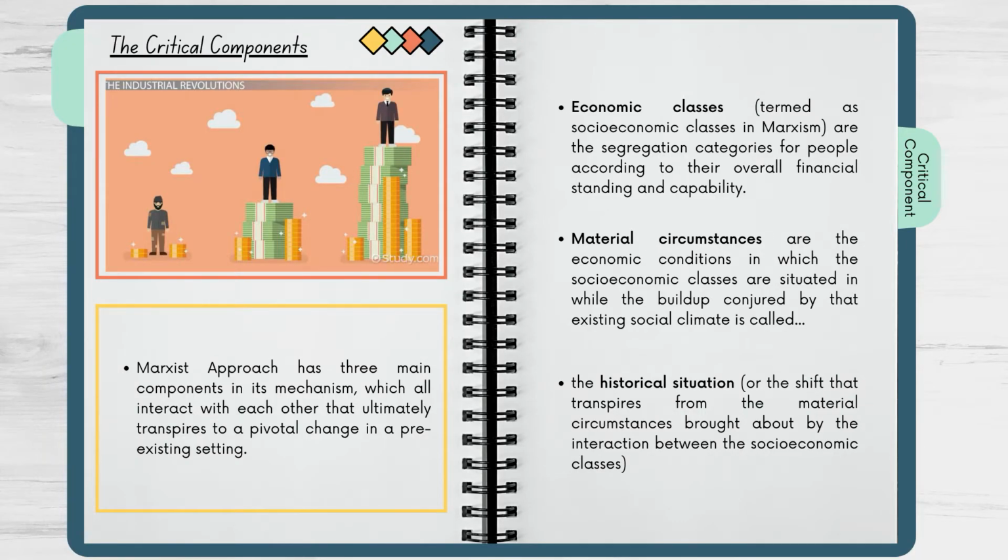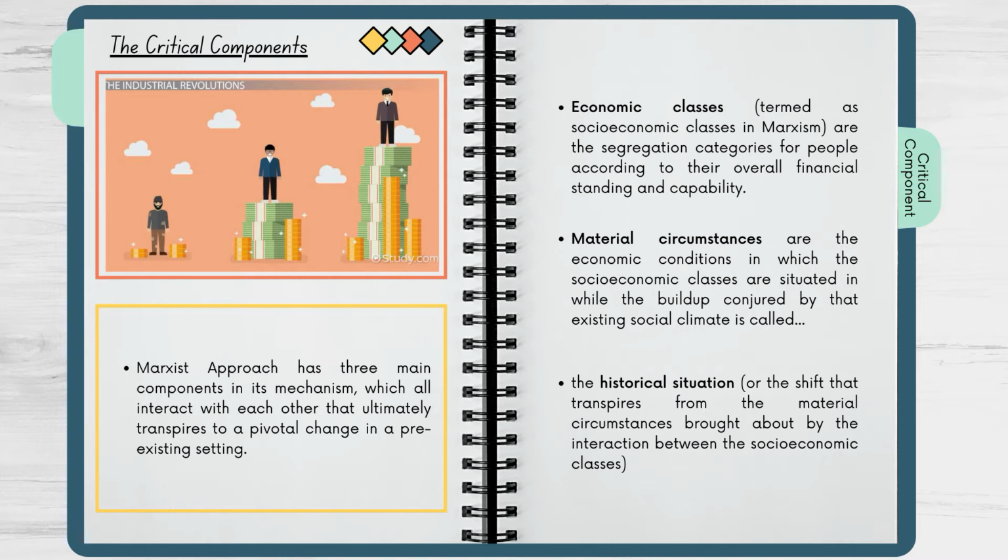Marx's approach has three main components in its mechanism, which all interact with each other that ultimately transpires to a pivotal change in a pre-existing setting. Economic classes, termed as socioeconomic classes in Marxism, are the segregation categories for people according to their overall financial standing and capability. These are the pawns for the impending social reform dictated by an inevitable pre-existing economic divide because of social injustice, abuse of power, etc.